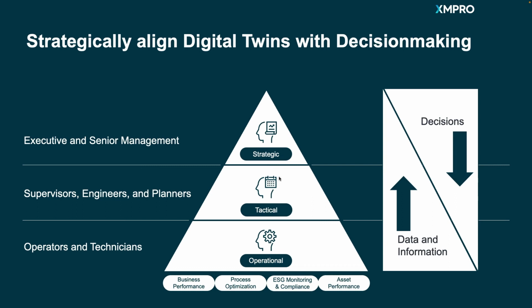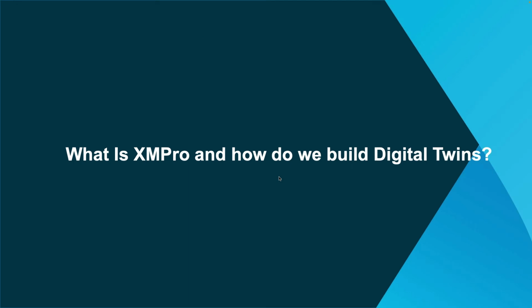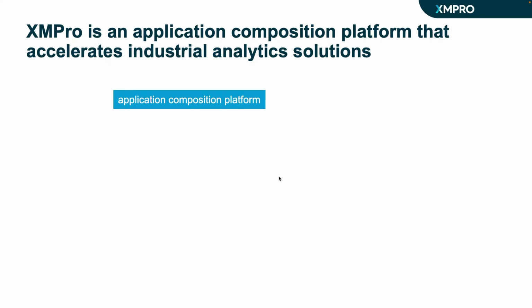So that is how we see the strategy pyramid. When we present this, it gives organizations a clear way of thinking about how we not just have all these loose standing digital twins that emerge almost like spreadsheets in a business, but how we make sure that we've got a strategy to connect all of this together and drive the business outcomes that we have. Just very briefly, what is XMPro and how do we build digital twins?